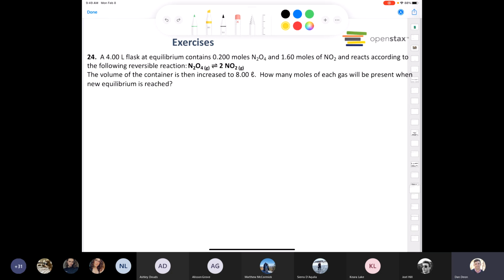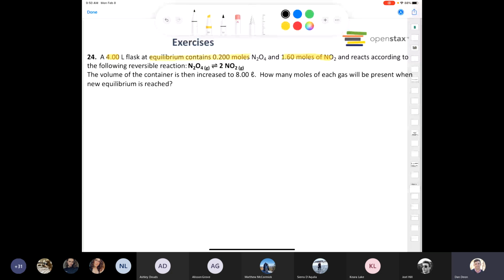Anyhow, how many moles of each gas will be present when a new equilibrium is reached? I have a question for you first, okay? Can you calculate K with the information that's given? Could we calculate K? Just yes or no? Yeah, absolutely we can, right? Violet says we can, and we absolutely can. Why? Because it tells you the volume, and it tells you at equilibrium how many moles of everything you've got. So we can calculate K from this, no problem.